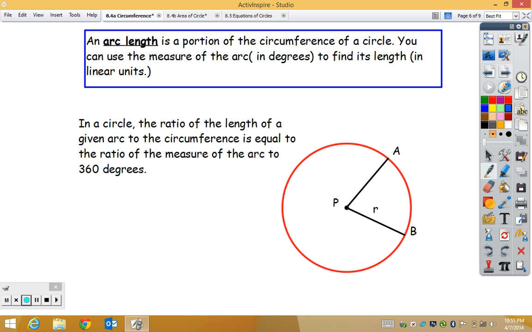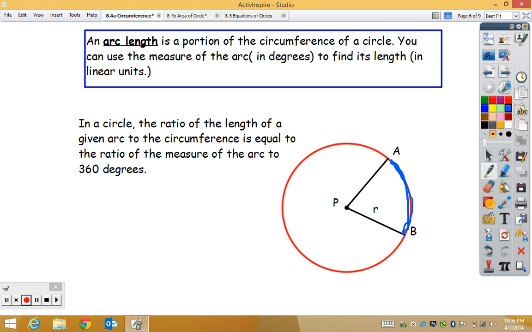Okay. An arc length is a portion of the circumference of a circle, and you can use the measure of the arc, which we have in degrees, if you remember back to arc measures, to find the length, which is in linear units, feet, centimeters, all that kind of stuff. So here we have our arc AB, and in a circle, the ratio of the length of a given arc to the circumference is equal to the ratio of the measure of the arc to 360 degrees.